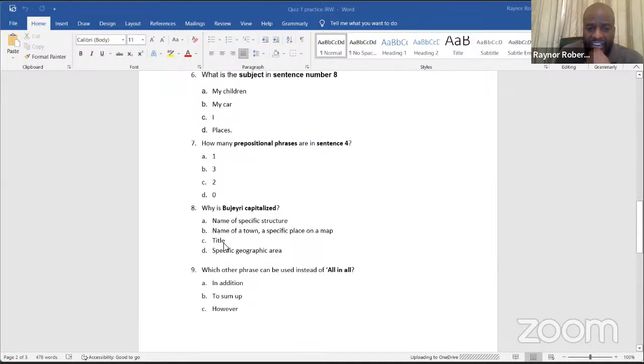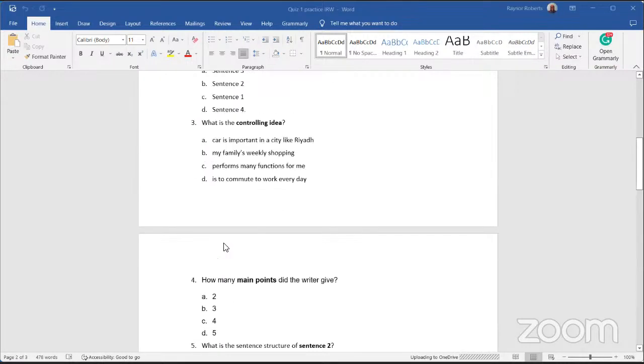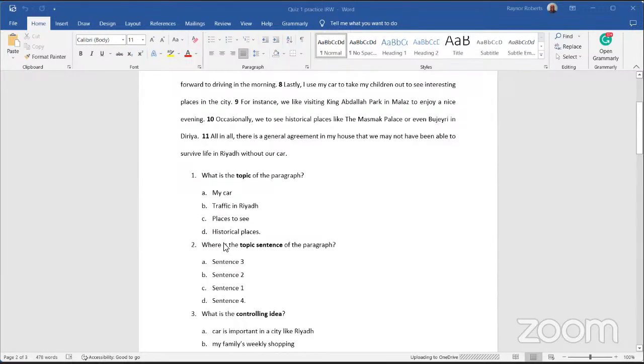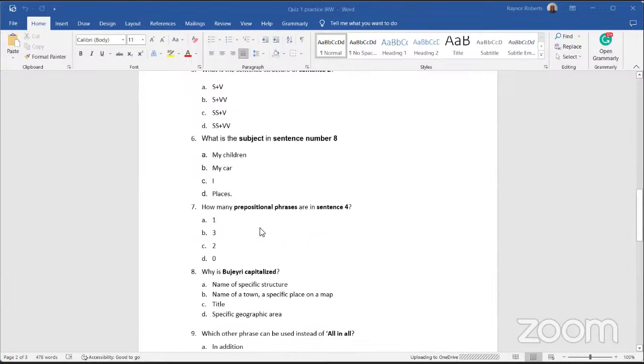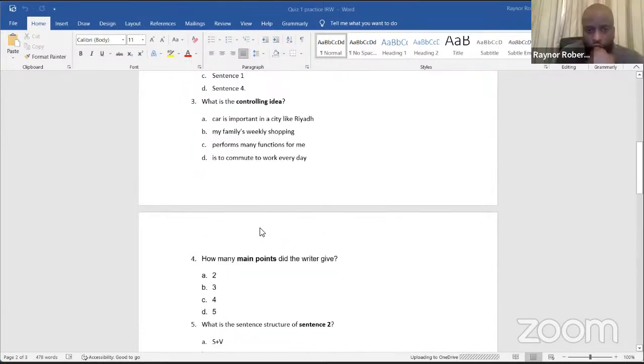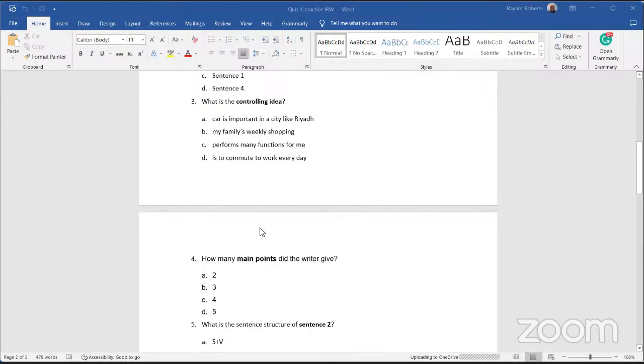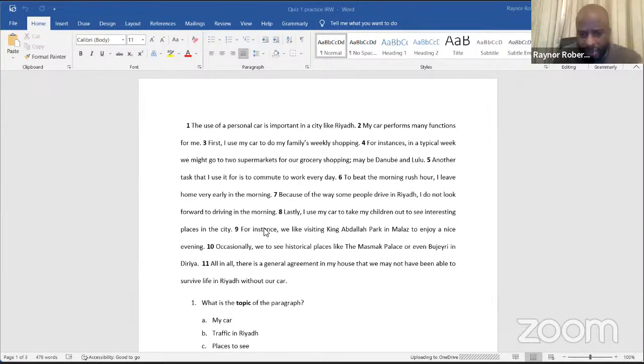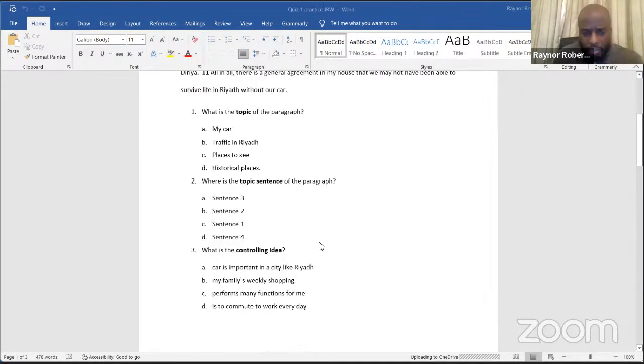Why is Bajara capitalized? A name of a specific place, I think. Yeah, that's a palace, right? Bajara Palace. No, I think it's a park. I don't even know what that is. That's a bad question because you would have to know what that is.